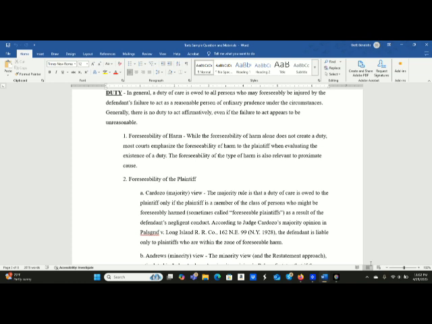Now, one of the things I want to share with you, and this is my own personal experience, but I think it was helpful, is that when I approached the problem of duty that we see right here, the biggest problem I had was taking that paragraph and writing it in a rule section. That actually was the only thing that really gave me pause in the entire problem. And I bring that up only for this reason. It is easy to look at this: in general, a duty of care is owed to all persons who may be foreseeably injured by the defendant's failure to act as a reasonable person of ordinary prudence under the circumstances.